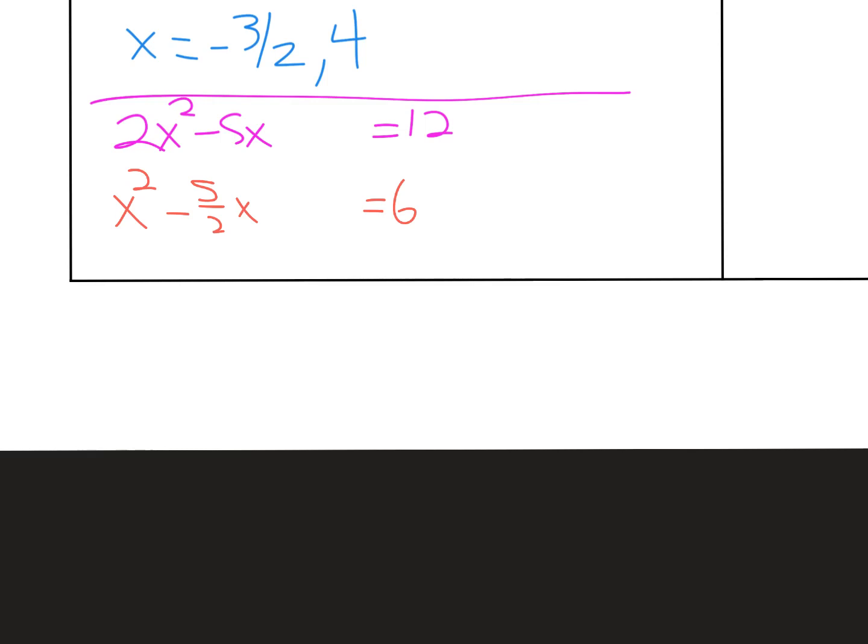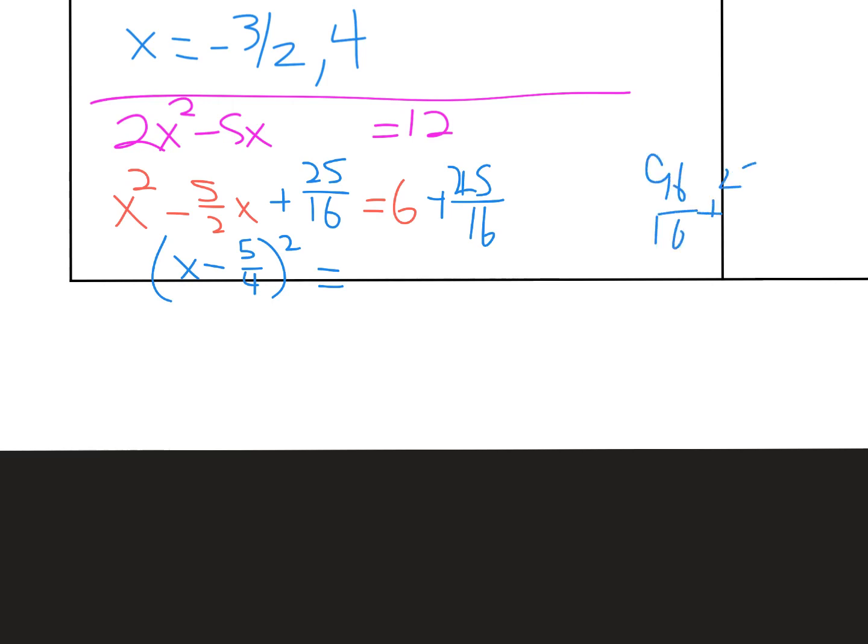I'm going to want to do x minus 5/4 squared. To make that happen, I need to add 25/16 here and 25/16 here. And you guys are like, this is terrible, I hate it. It's okay. Keep breathing. So 6 times 16 is 60 and 30 is 96. So that's 96/16 and 25/16.